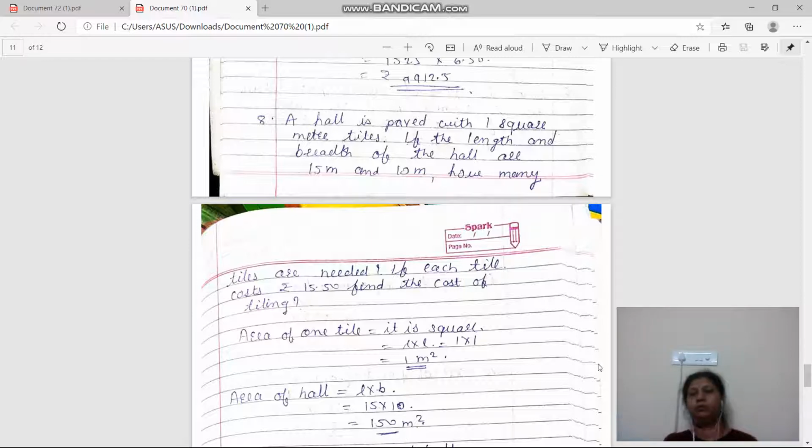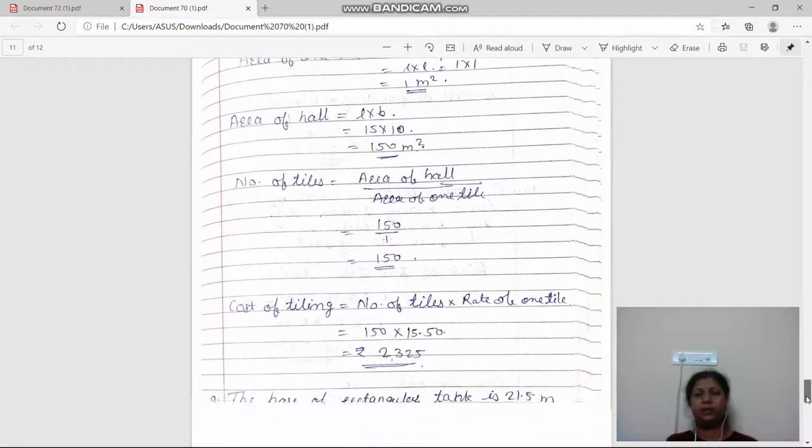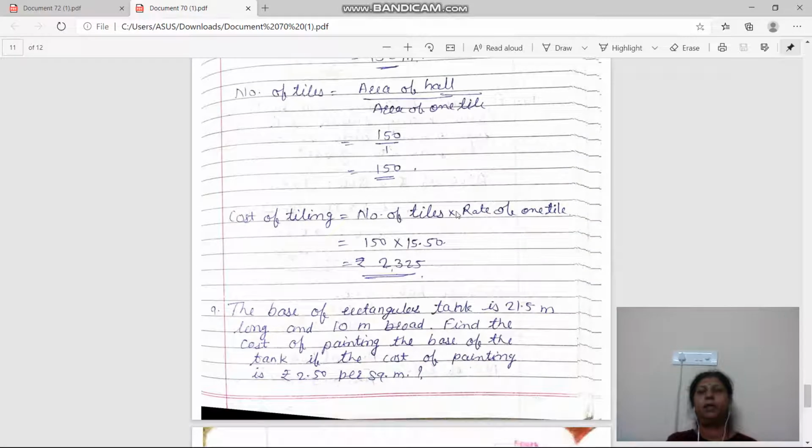So number of tiles is equal to area of hall divided by area of one tile. So 150 upon 1 we get 150. So number of tiles required is 150. Now the cost of tiling. How will we calculate the cost of tiling? We have to multiply the number of tiles with the rate of tiles. So 150 multiplied by 15.50 we get 2325.